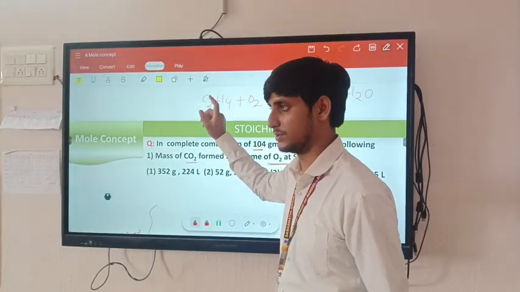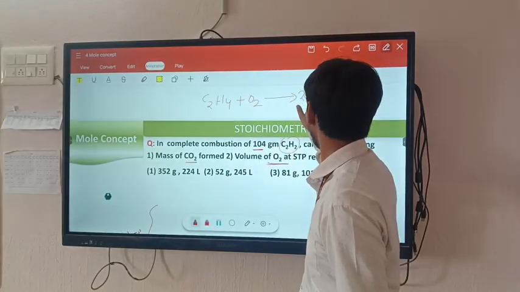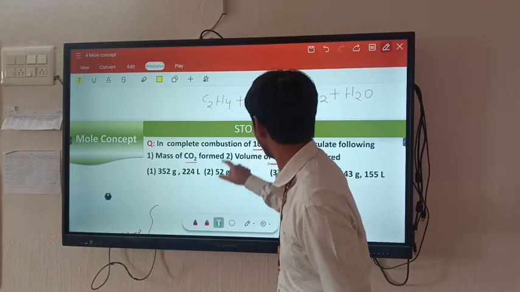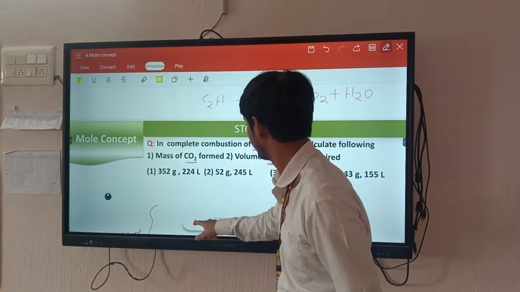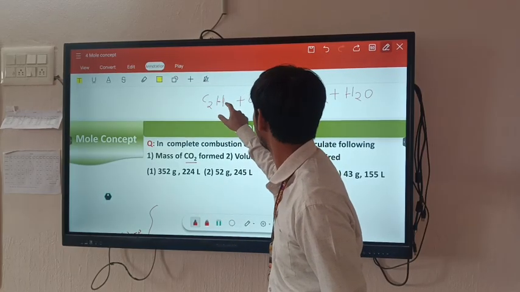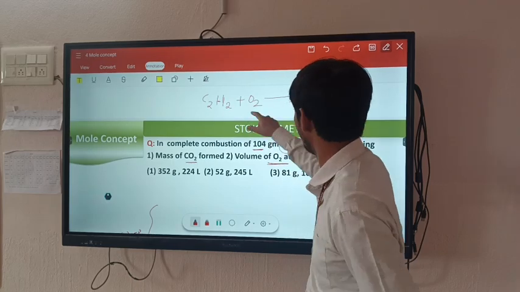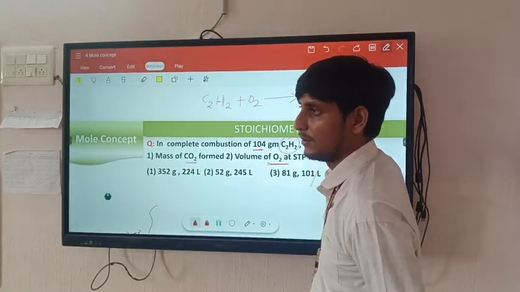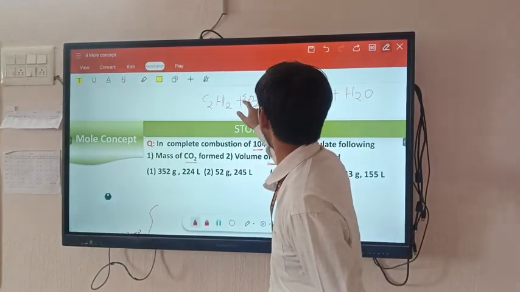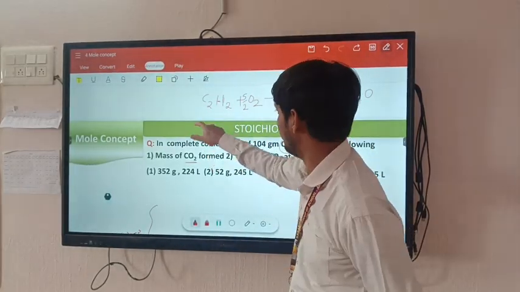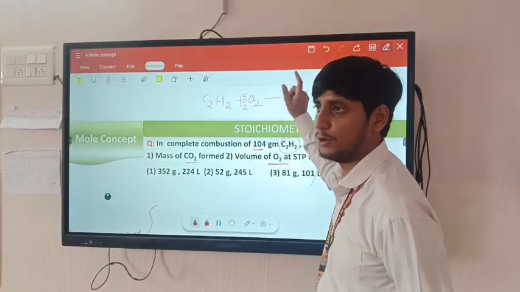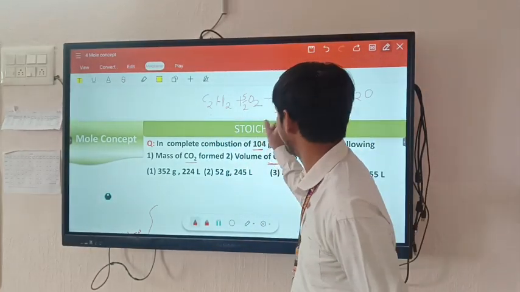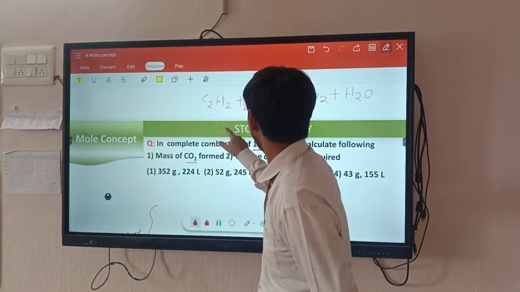Now balance the chemical equation. 2 carbon, 4 hydrogen, 2 hydrogen. Yes, sir. C2H2, 2 hydrogen, 2 hydrogen. Oxygen: 4 plus 1, 5. Means 5 by 2 oxygens, right? It means 1 mole ethylene produces 2 mole CO2 gas.